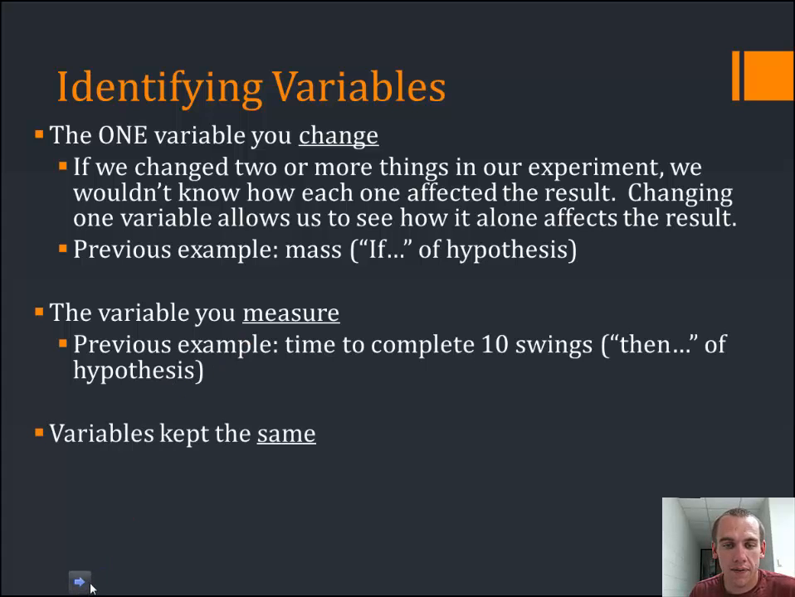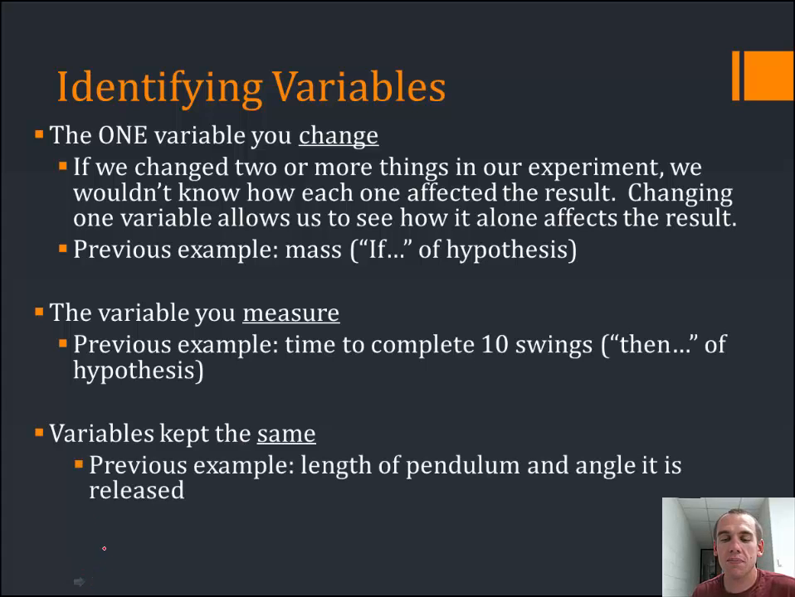And then the variables you keep the same are the ones that you intentionally don't change. So if I want to know how only the mass affects the time for 10 swings, then I'm going to prevent the length of the pendulum from changing, and I'm going to keep the angle from changing, which means I'm intentionally going to pick them. I'm going to make sure that the length of the pendulum is some length, 30 centimeters, and I'm going to make sure the angle I release it from every single time is always the same, maybe 10 degrees.